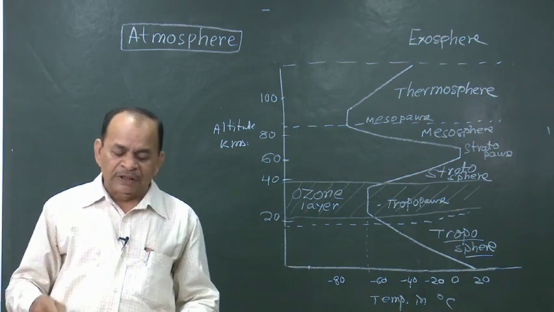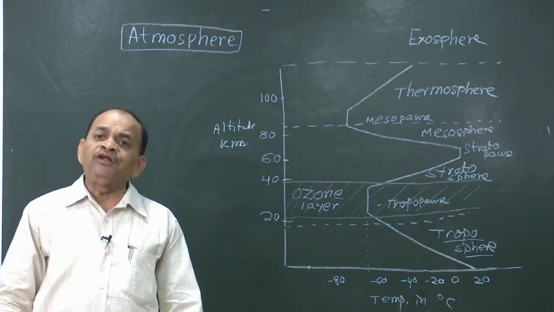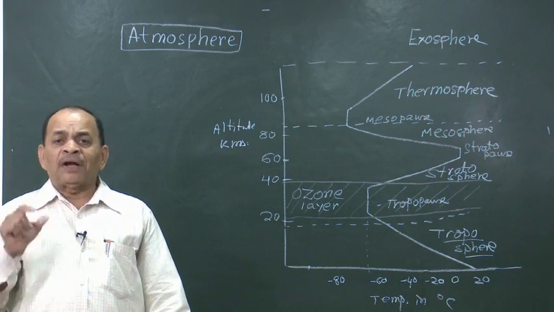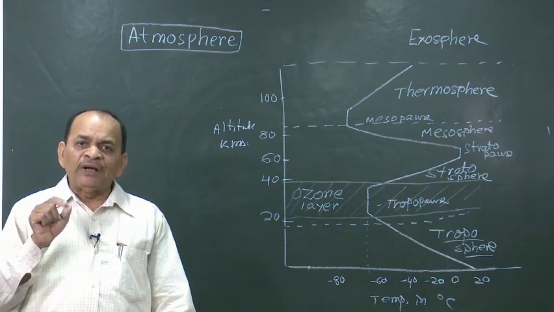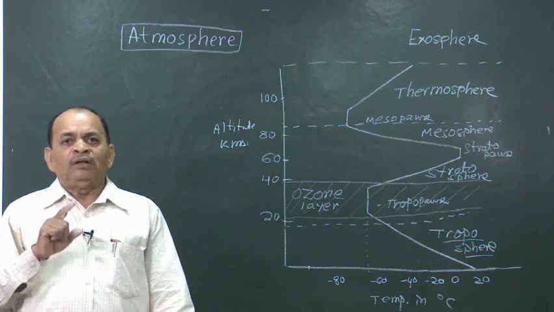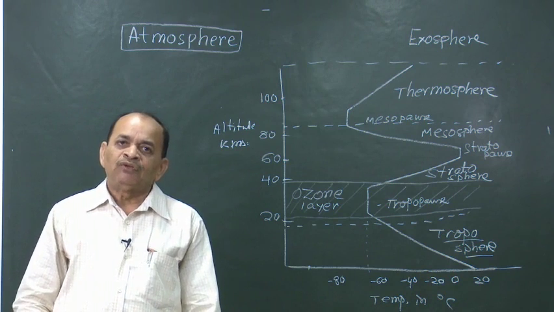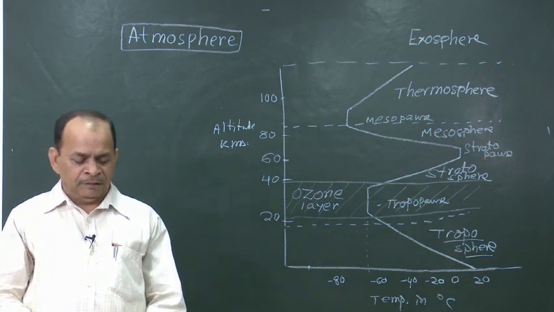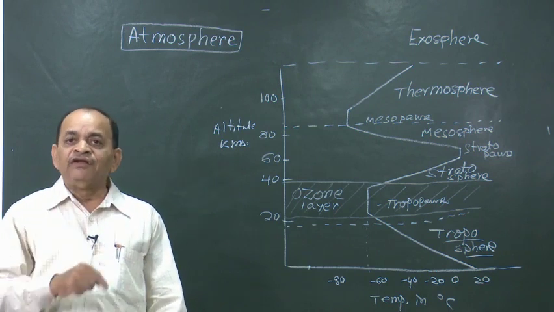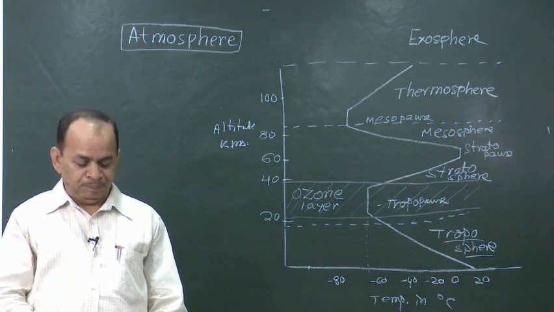The troposphere also contains 90% of the moisture. So whatever moisture, meaning water vapor, is present in the atmosphere, 90% is present in the troposphere. It is also full of dust within the atmosphere.